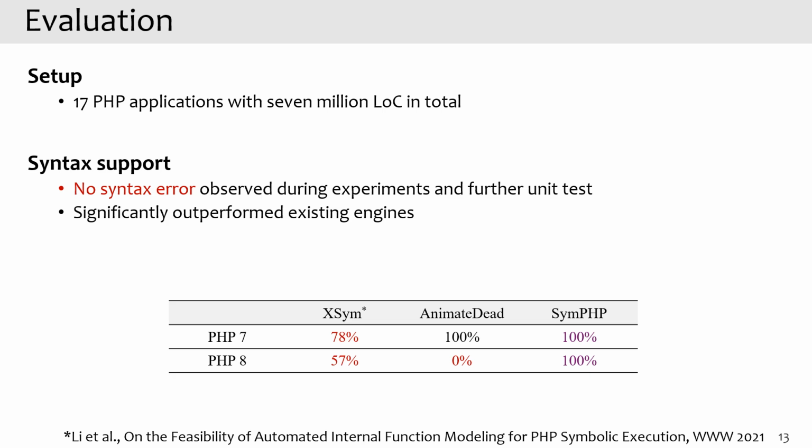In the evaluation, we include a comprehensive dataset with 7 million lines of code in total. During our analysis, we first evaluated the syntax support. We did not observe any syntax errors during the analysis, including the basic evaluation and further unit testing. This demonstrates very comprehensive syntax support for our solution. In comparison, this significantly outperforms existing engines including Xing and AnimalDat, with significantly better syntax support.